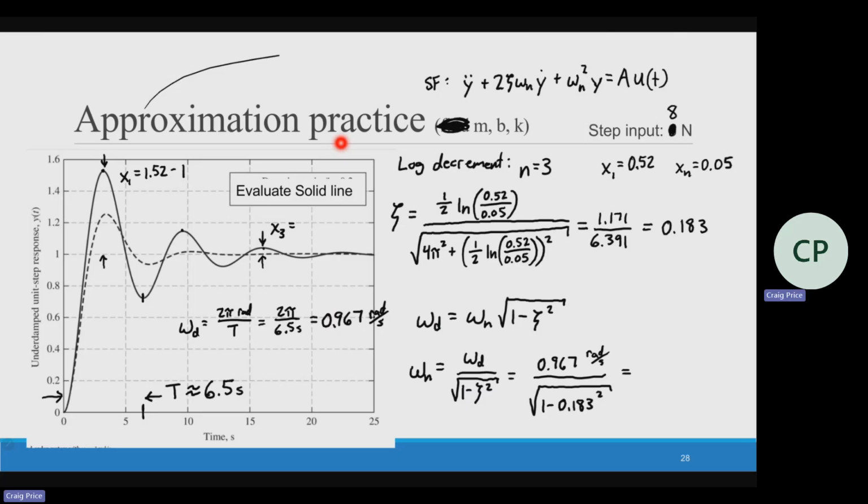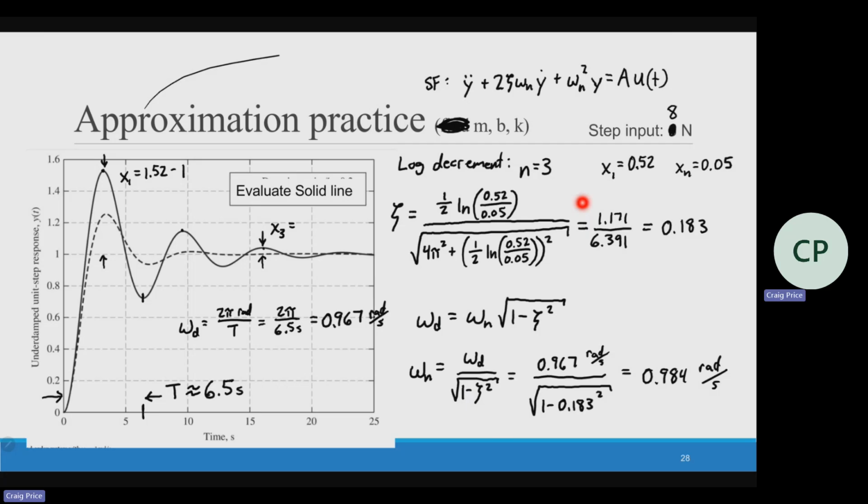Do you have it? 0.984 radians per second. All right, this is a great starting point. Great, because my standard form equation has those two values.